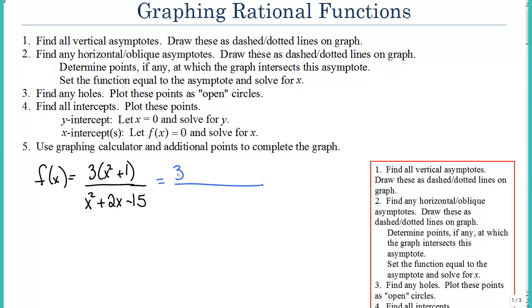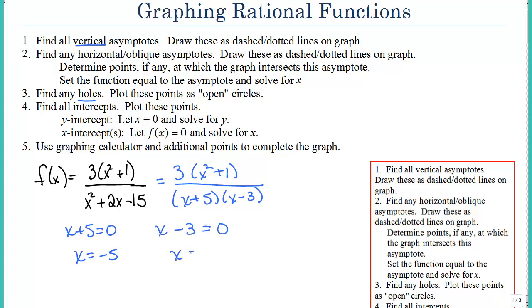Well, the top part cannot be factored, but the bottom part could be factored as x plus 5 times x minus 3. I know I don't have any holes because I don't have any common factors, but let's go back to those vertical asymptotes. We set the denominator equal to 0 and solve for x. So here we have two vertical asymptotes, and we'll represent those as dashed or dotted lines.